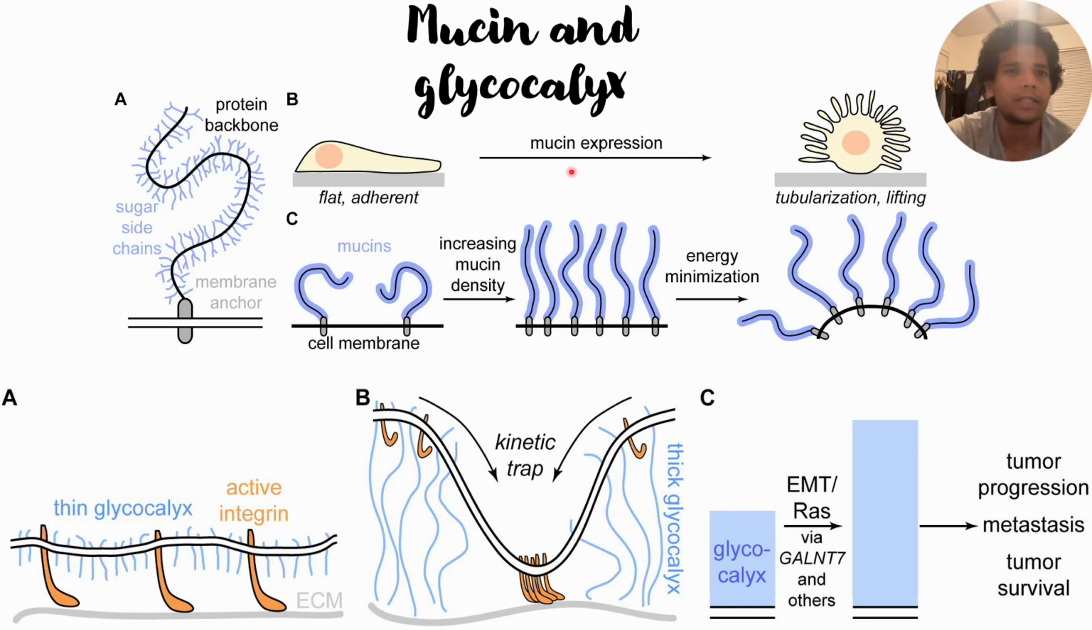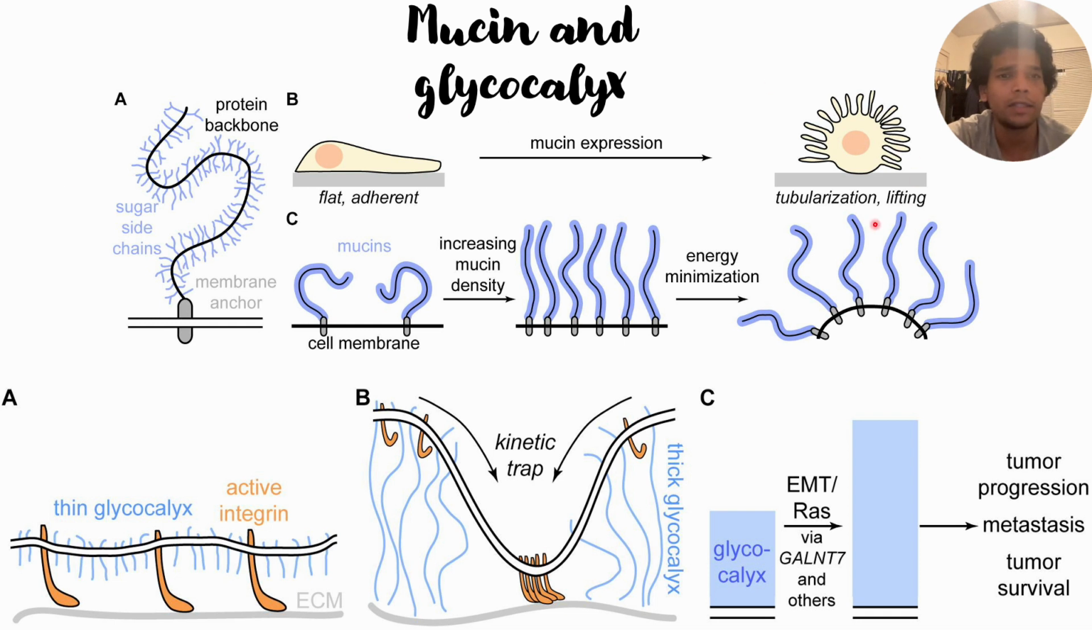In this video, we will discuss mucin and glycocalyx. We will see how mucin changes the morphology of the cells, as shown in the top side of this slide, and how glycocalyx plays a role in cell-cell interaction and finally helps in EMT in the case of tumor progression, as shown in the bottom side of the panel.